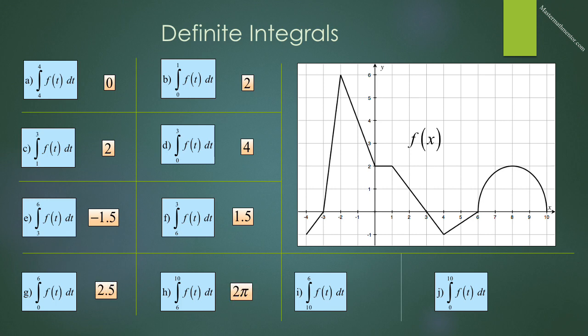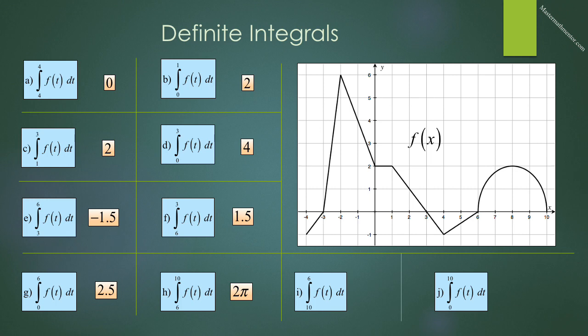G asks for the integral from 0 to 6 of f of t dt. We've calculated the integral from 0 to 3 in part D. We've calculated the integral from 3 to 6 in part E, and therefore the answer is 4 minus 1.5, or 2.5.